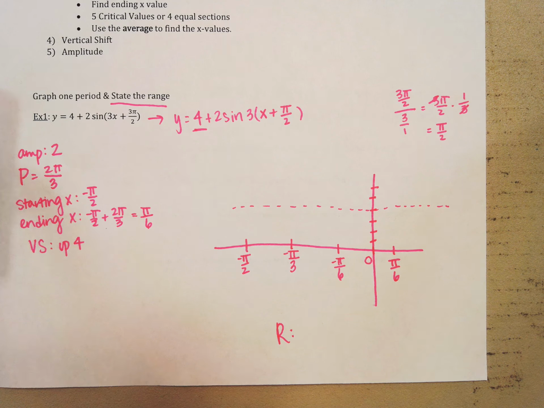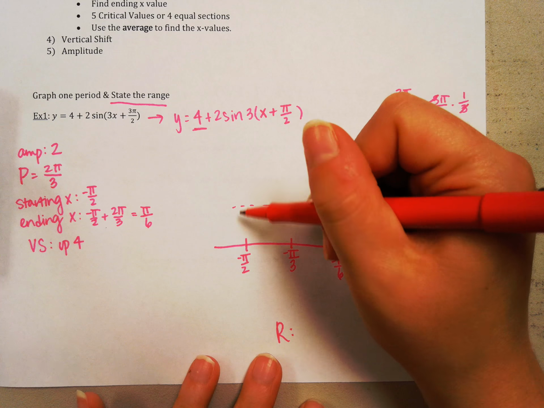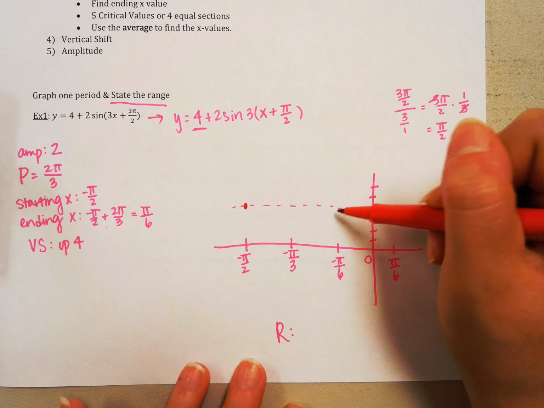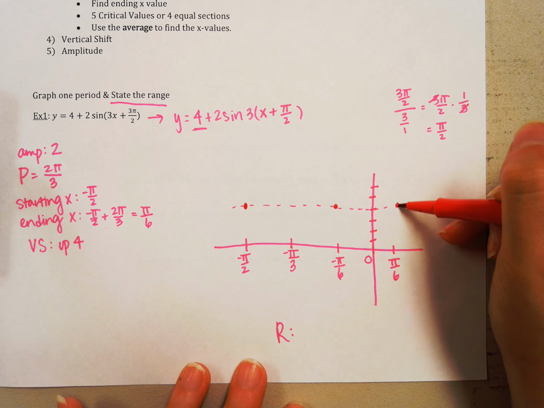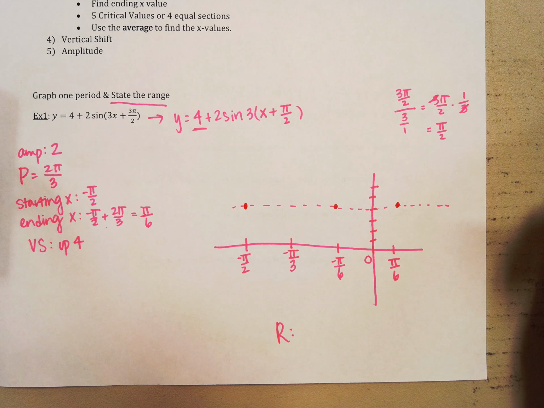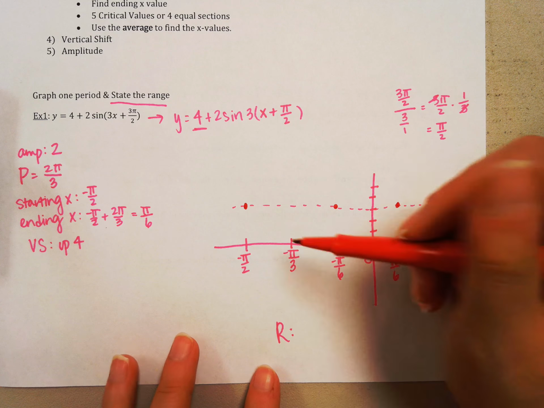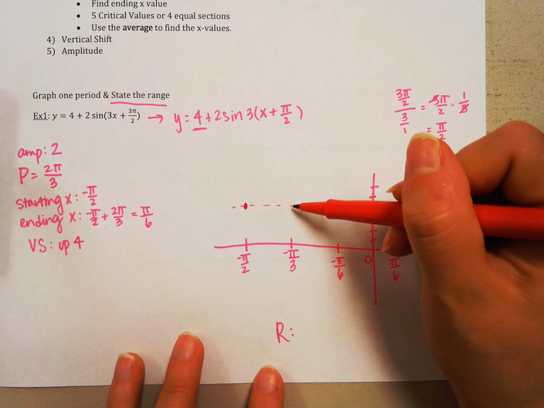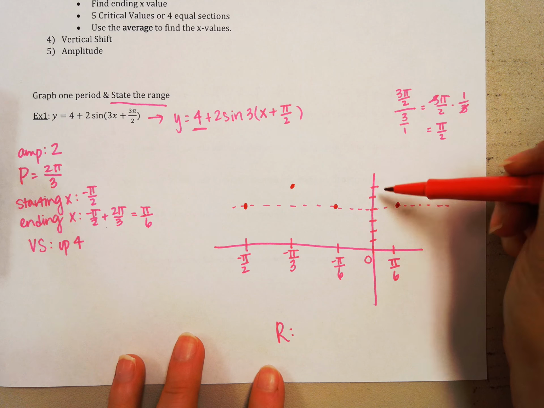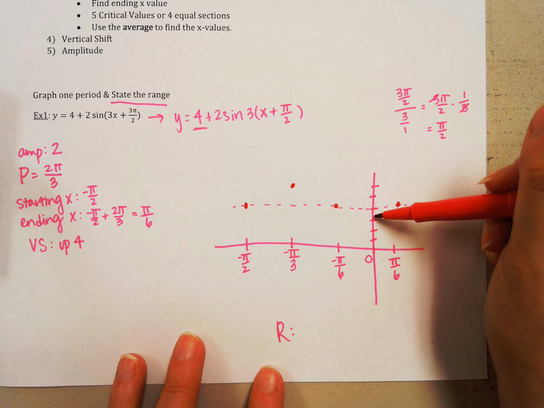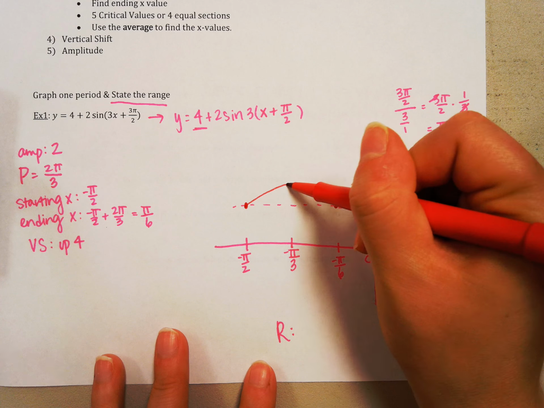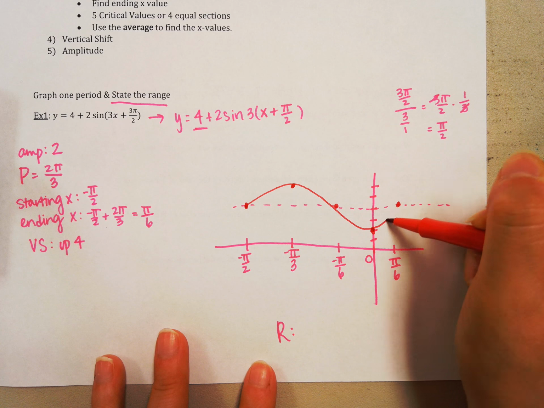So again, normally sine has zeros at the first, third, and fifth critical value. That's still true, but our zeros are actually on this new x-axis. So we have zeros at negative pi over 2, we have a 0 at negative pi over 6, and a 0 at pi over 6. And then sine is going up 2 units, again, from this new baseline. So we're plotting our new point at 4 plus 2, which is 6. And then we're plotting our next point at 4 minus 2, which is 2. And then that would be our sine function.